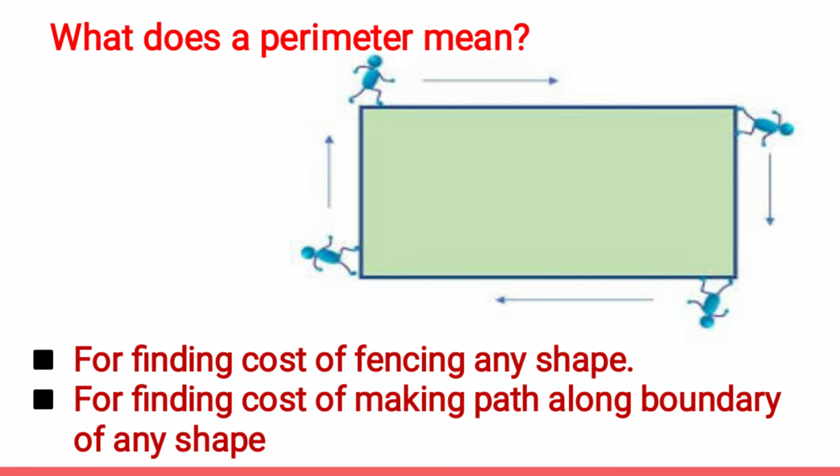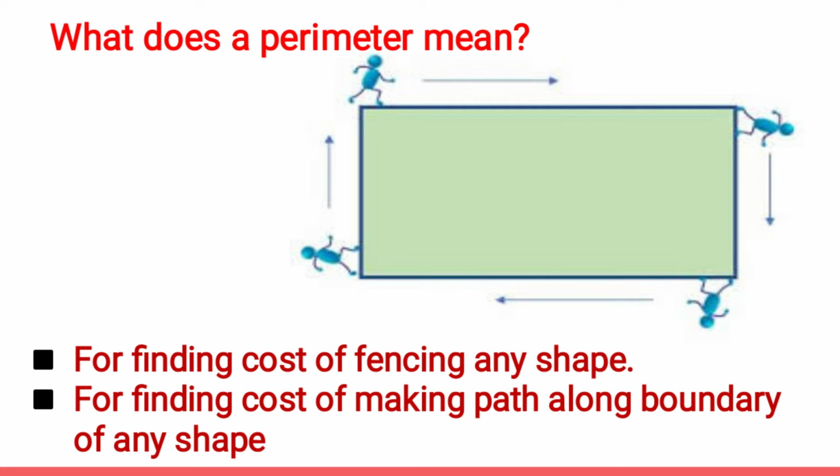I hope this figure could also give you a clear view about the perimeter. Here a boy is running along a rectangular shape. So the total distance he will cover in one round along the boundary of this shape will be the perimeter of the rectangle.